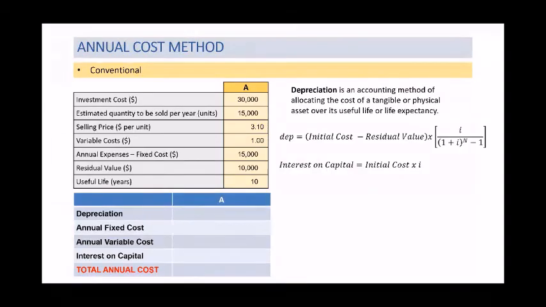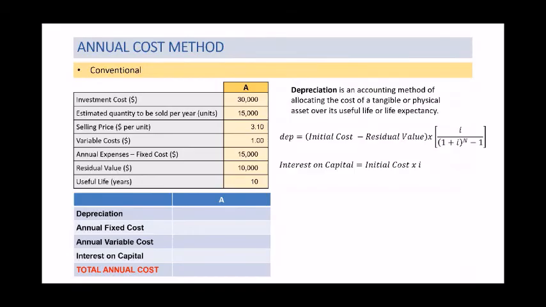So we have investment cost, quantity, selling price per unit, and variable cost per unit. Then we have annual expenses that are considered as fixed cost. And then we have residual value and useful life, or the life of the project. So the following are the things that you need to compute for getting the annual cost method.